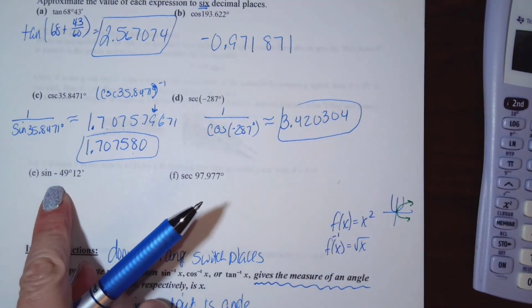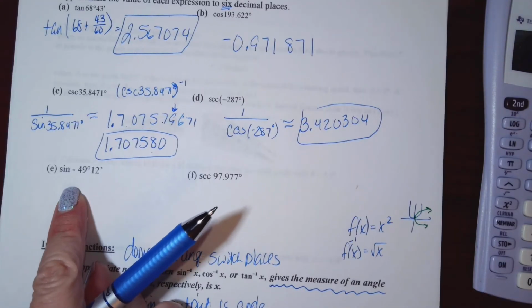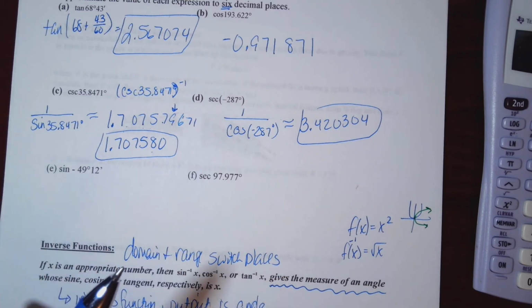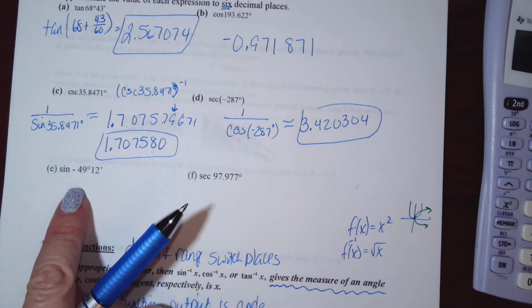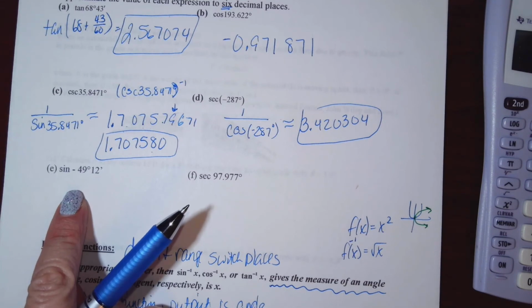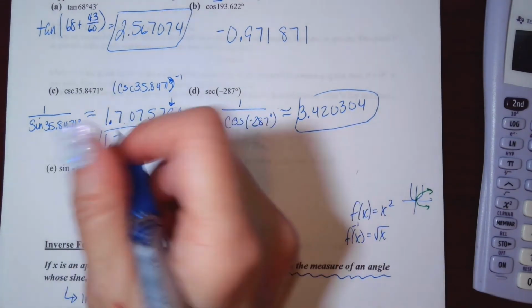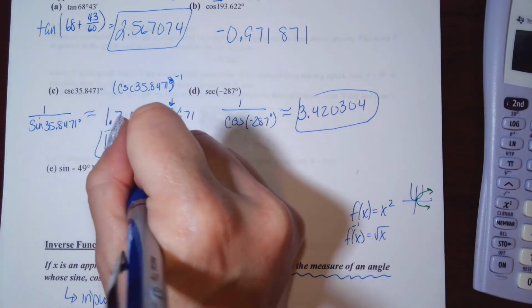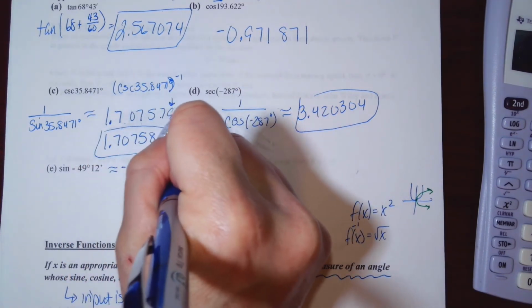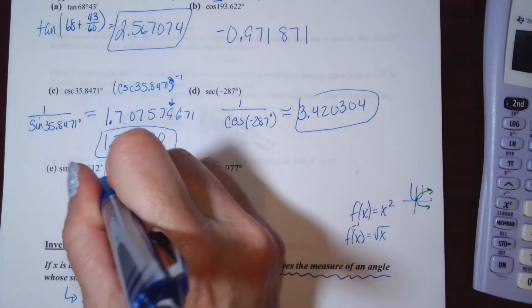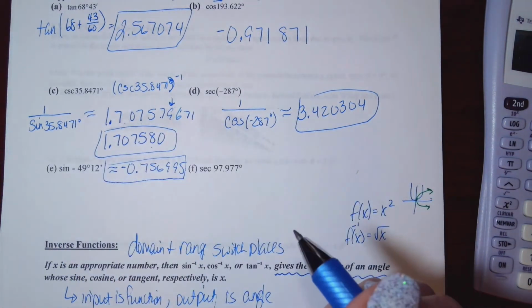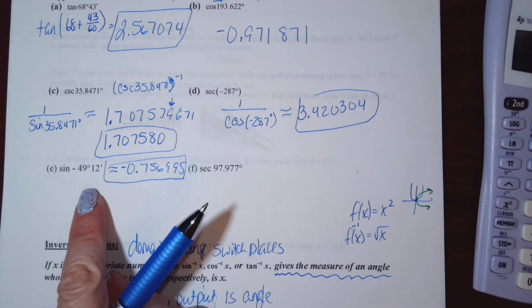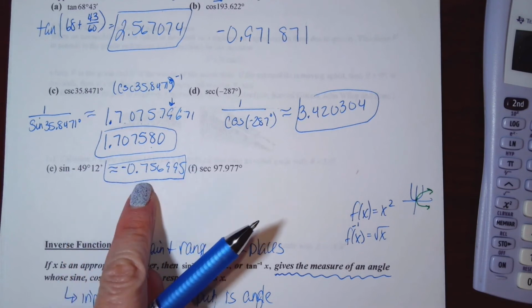I stuck this one in here because this is important to make sure that you understand what we're doing. We have the sine of negative 49 degrees 12 minutes. Now I want you to plug that into your calculator and find the answer. The answer should come out to be this, but that may not be what you get. So give it a shot and see if this is what you get.